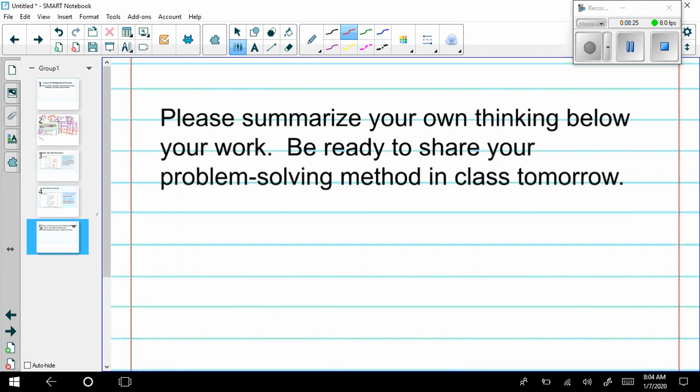So in the summary section, I want you to write down the method that you chose and maybe why you chose that method, whether it was repeated addition or multiplication. We do know that that goes together. You can add it or you can multiply it. Multiplication and addition works together.